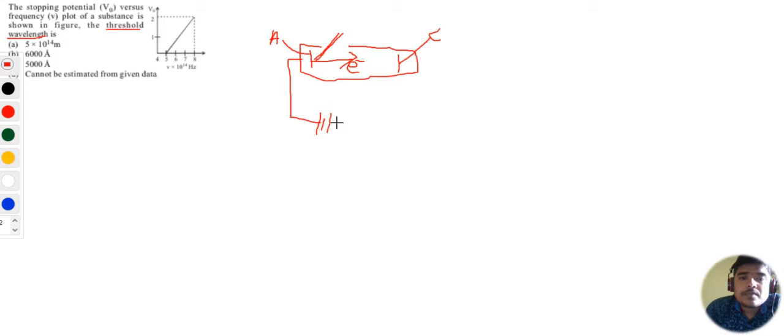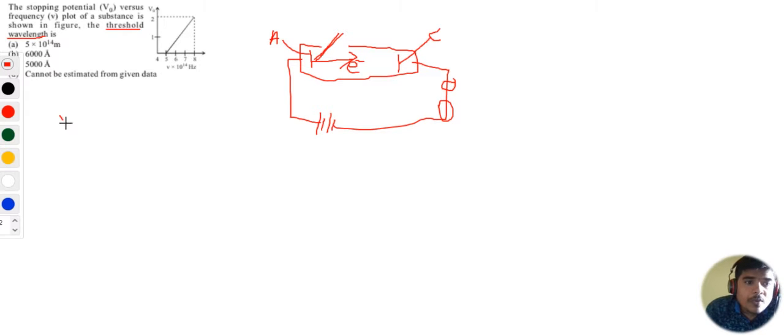And here we have an ammeter which measures current, and a voltmeter to measure voltage in this circuit. So we have to now calculate. From this graph, it is clearly shown that when stopping potential V naught is 0, at that time the frequency is 5 into 10 to the power 14 hertz.